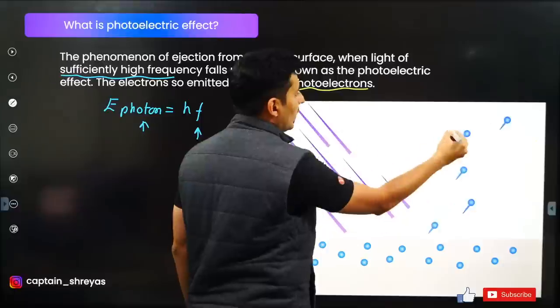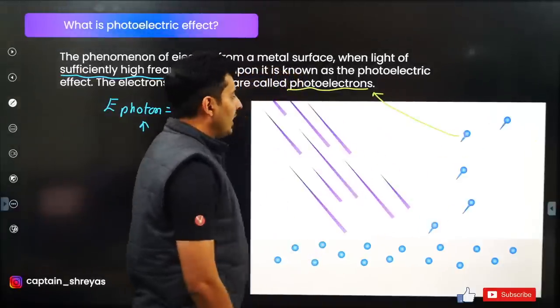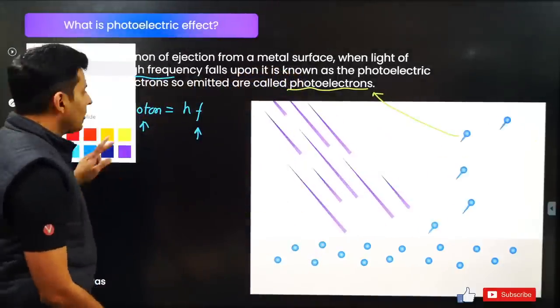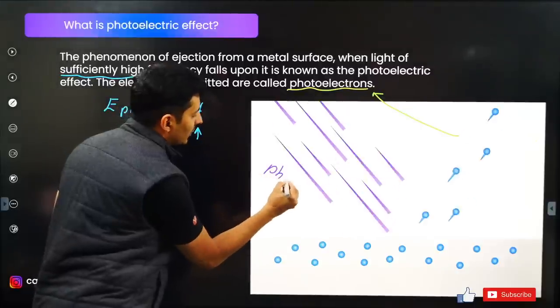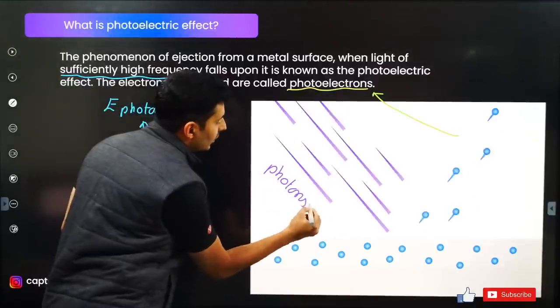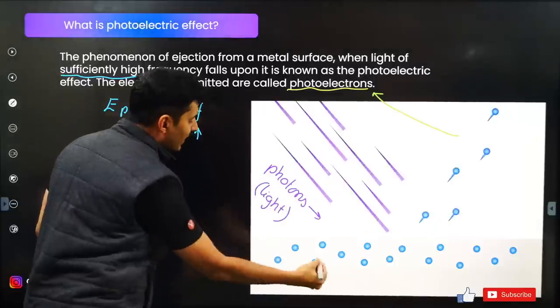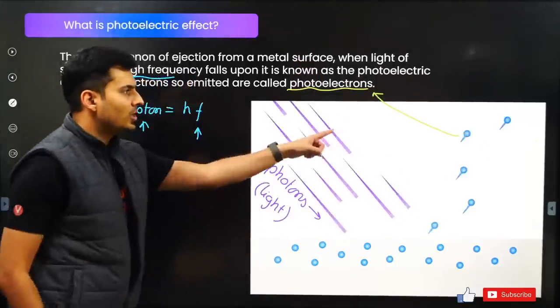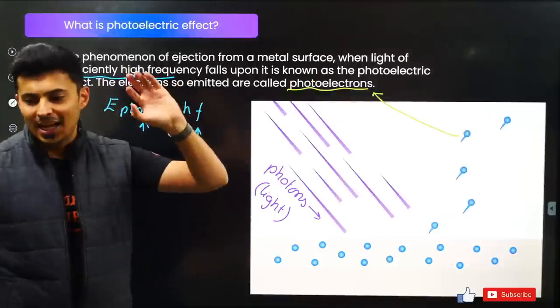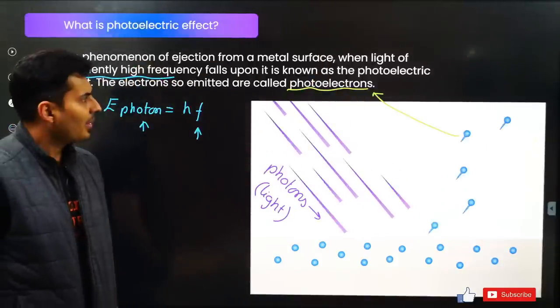These electrons that come out are called photoelectrons. The one which is falling onto it is nothing but photons, or basically light. Light falls on a surface, electrons are ejected, and those are called photoelectrons. As simple as that. Very nice.